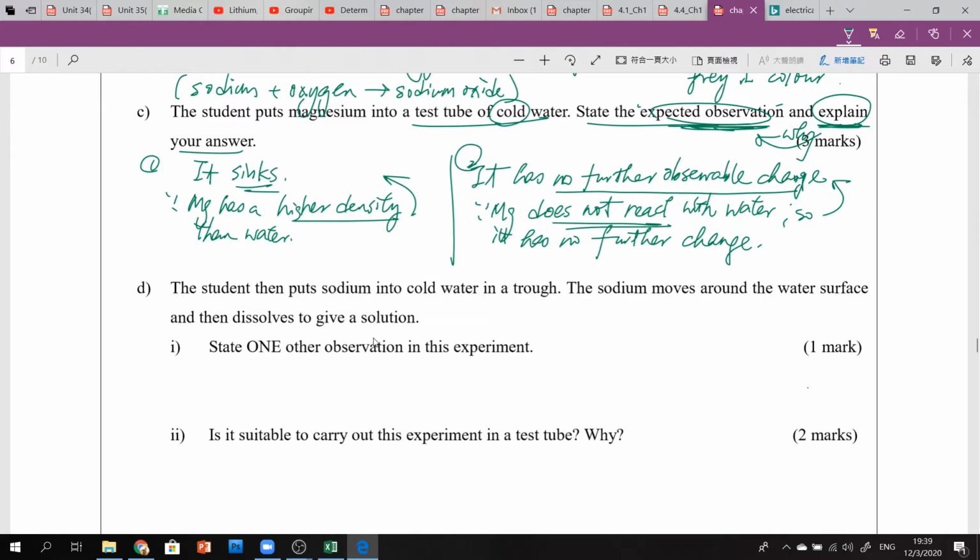Now D, the student put sodium in the cold water in the trough. The sodium moves around the water surface and then dissolves to give a solution. One other observation, now besides moving, besides dissolving, what other observation do we see? Yes, because it floats on water, because it's too hot, finally it melts to a silvery ball. So the temperature is quite high that it exceeds the melting point of sodium.